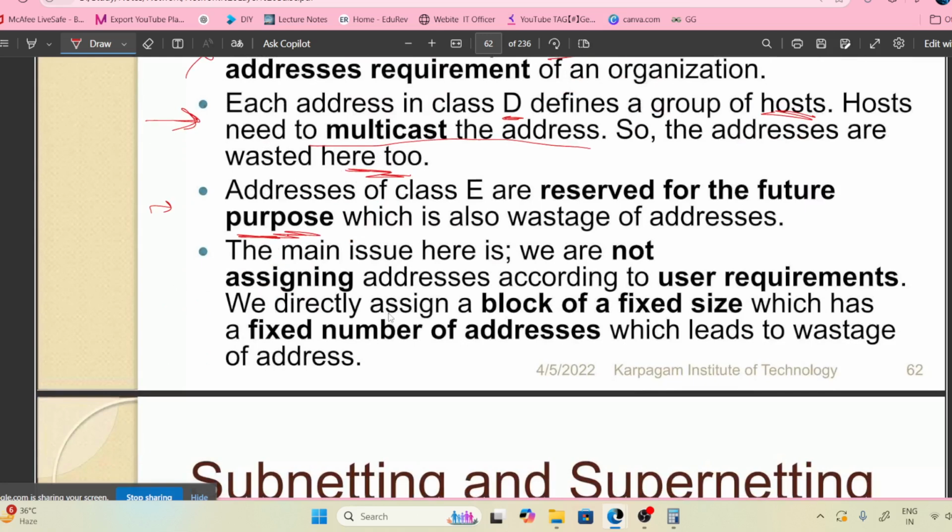So what are the main issues here in our classes? We have discussed class A, class B, class C. The main issues are that we are not assigning addresses according to the user requirement. We directly assign a block of fixed size, a fixed number of addresses, which leads to wastage.